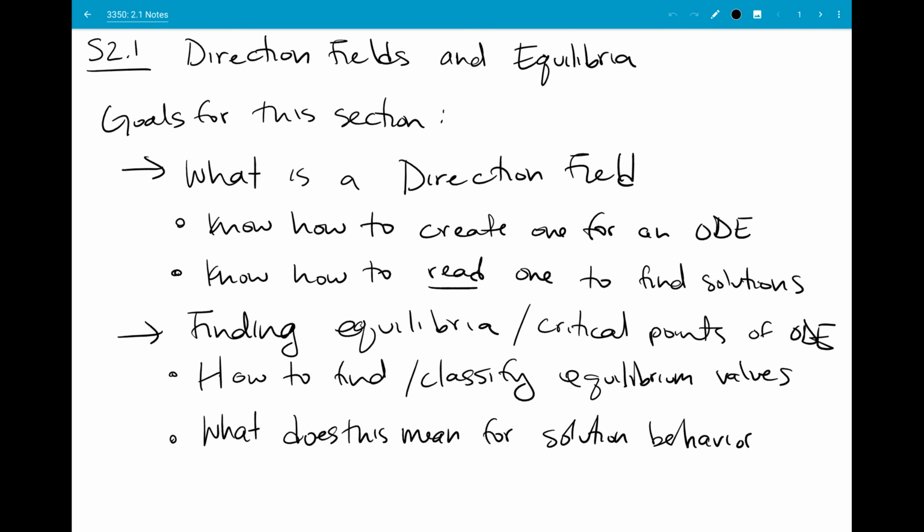Okay, so in this section, we're going to be going over section 2.1, which concerns direction fields and equilibria. And it's okay that those words don't mean anything to you yet. They're what we're going to be learning in this section.